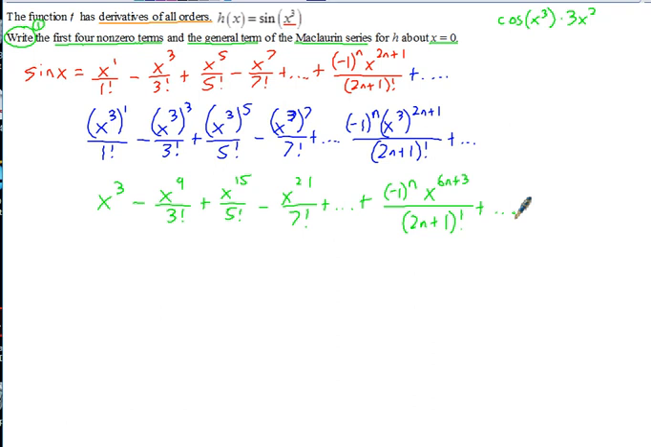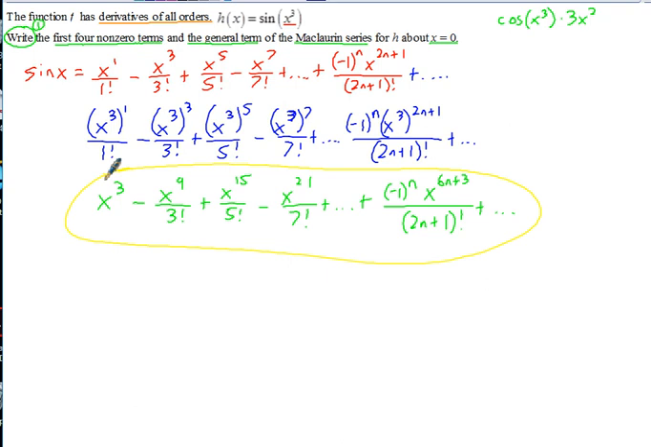Then if you're not sure if you have it right, you can always test it. If we substitute in 0, we'll get x to the third. That'll be positive x to the third over 1 factorial, which is just 1, so we get that. If you substitute in 1, you get x to the ninth over 3 factorial, and that's going to be negative, and so on. So this is the correct general term and the first 4 non-zero terms of our Maclaurin series.